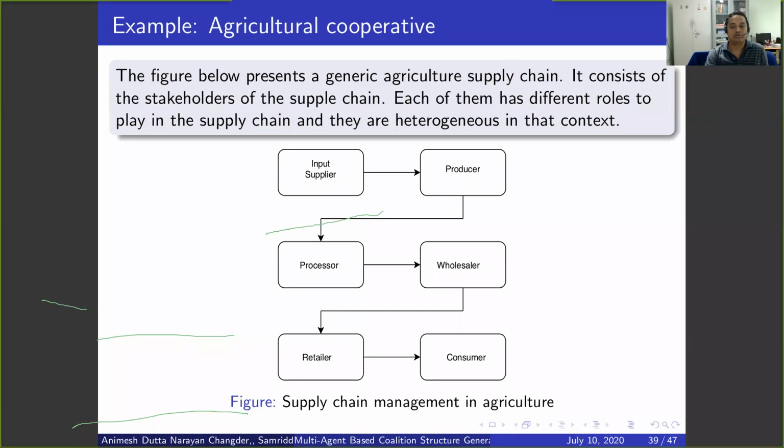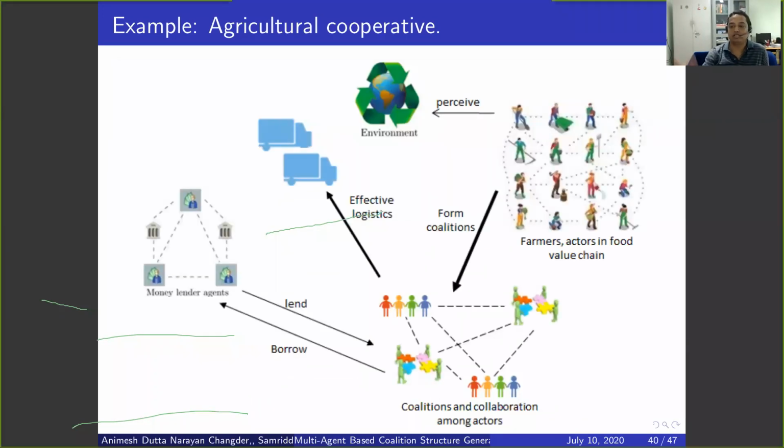So here you see the example, see the diagram. You will find what the different stakeholders in agricultural cooperative are. Maybe typically in India, money lenders, effective logistics, environment. All the environments in India are not the same. Farmers, actors in the food value chain, all together forming some kind of coalition and collaboration among actors, such that it can give the maximum profit from the agricultural sector.